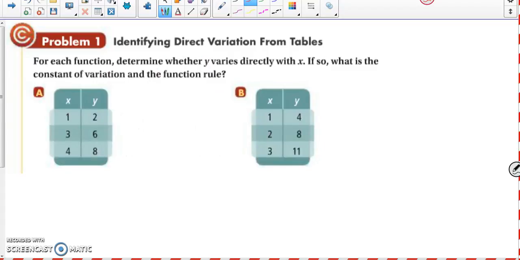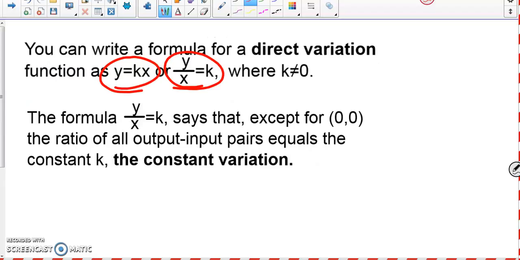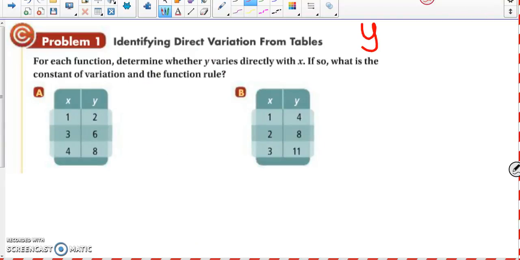So we are going to identify direct variation from a table. We are going to determine whether y varies directly with x. If so, we need to find the constant of variation and the function rule. So we need to remember our equations from the slide before: y is equal to kx and y divided by x is equal to k.